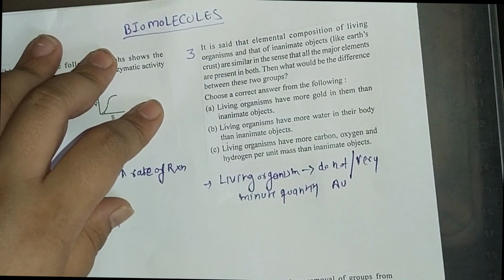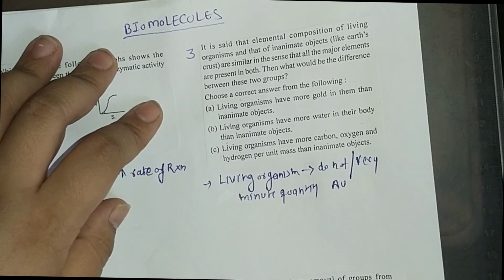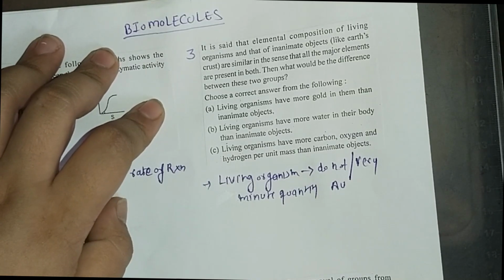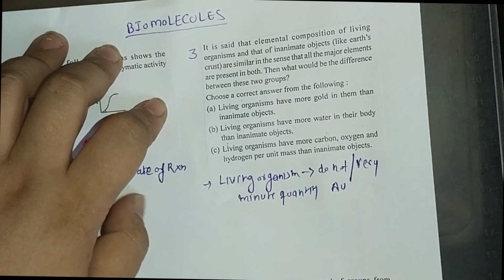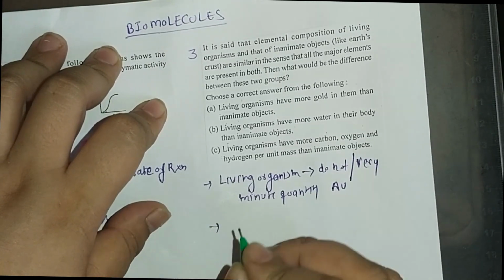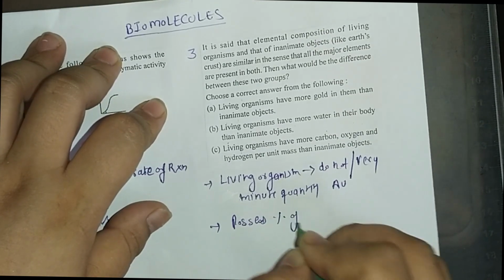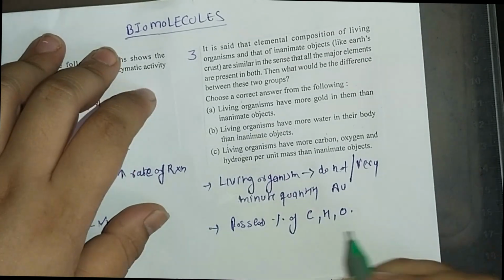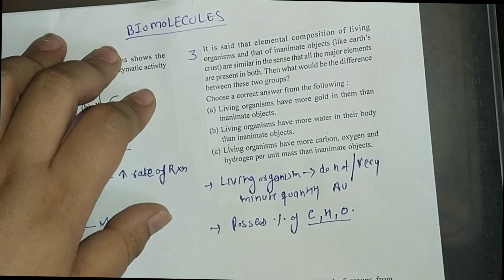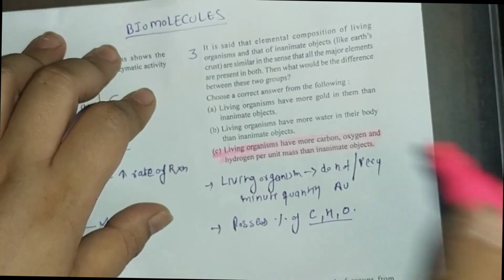Second is living organisms have more water. Even though we are comparing with non-living, we still can't differentiate on the basis of water because the earth's surface has more water. Next, living organisms have more carbon, hydrogen, oxygen. This is the right answer because living organisms possess a higher percentage of carbon, hydrogen, oxygen and other substances in their body mass than inanimate objects. That is why C is the correct answer to this question.